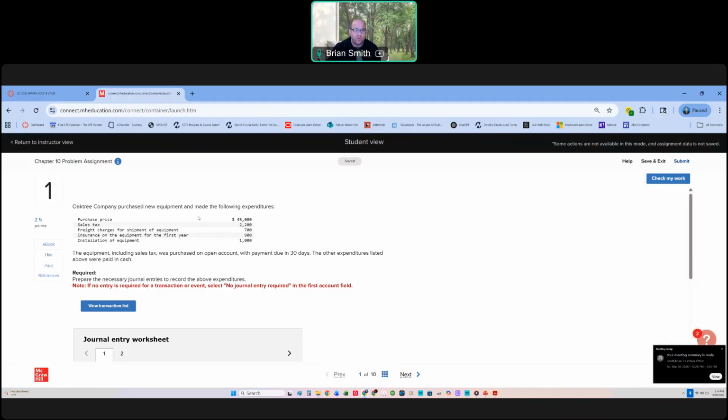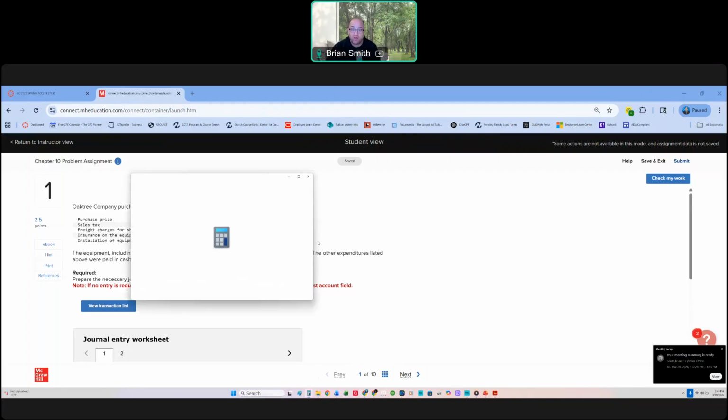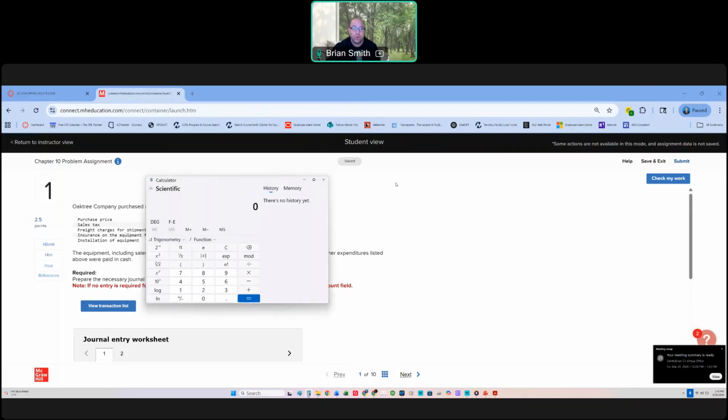Okay, so let's go through these and see which ones are going to be included in the equipment and which ones are not. So 45,000 is sales tax, yes. Freight charges for shipment, yep. Freight insurance, wait, okay, I was a little off there. Insurance on the equipment for the first year, no, because that's for the first year. It's going to be after installation, but the installation on the equipment will be. Let me break out my handy dandy calculator and we'll find out how much we're going to include in equipment.